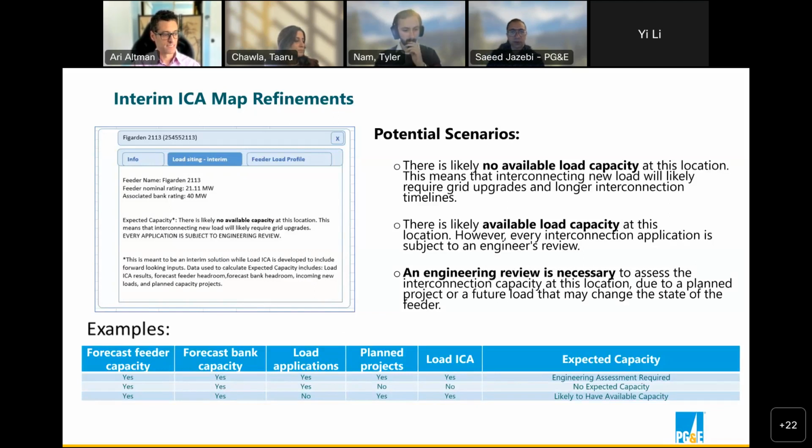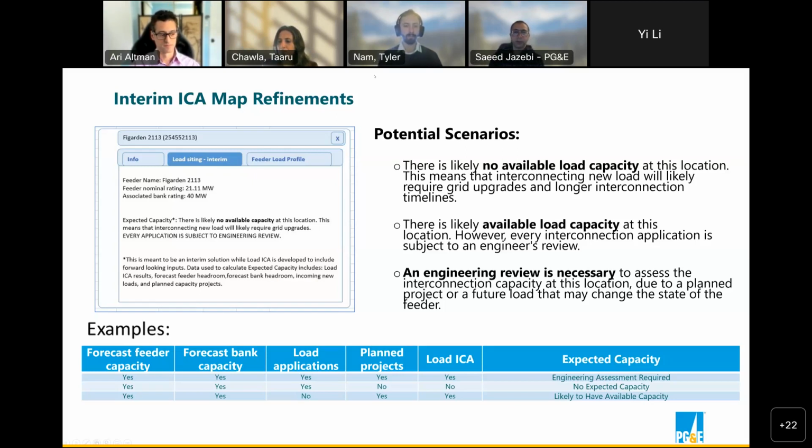As mentioned, this is to help customers better start their interconnection journey. So it's a better guidance for siting their loads. But even after ICA refinements, after Q4 2024, or for other IOUs, we believe that ICA will still be directional because we don't see a way to automate all steps of the interconnection process.